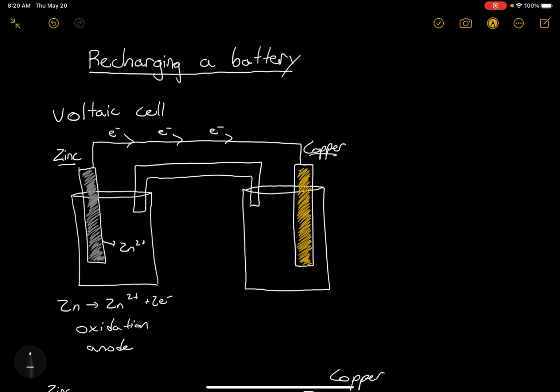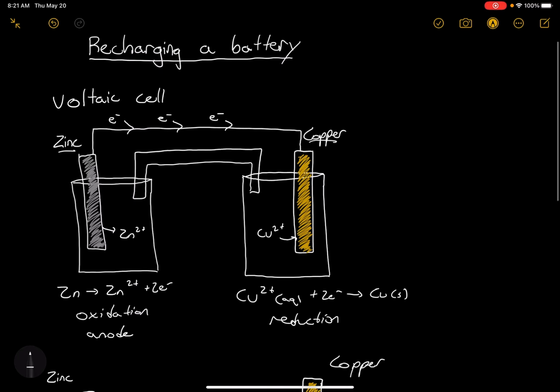Now, since the copper is receiving electrons, we'll have some copper ions in here. And as those gain electrons, they start solidifying and start becoming attracted to that copper electrode in there. And so we'll have Cu2+ in the aqueous form. And then we're giving them 2 electrons, and they will become just solid copper. So because the copper is gaining electrons, that is reduction, and reduction always occurs at the cathode.